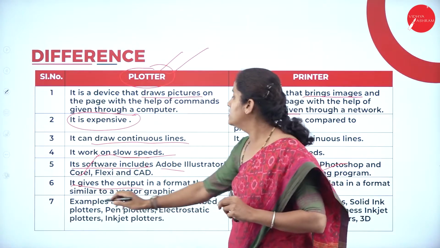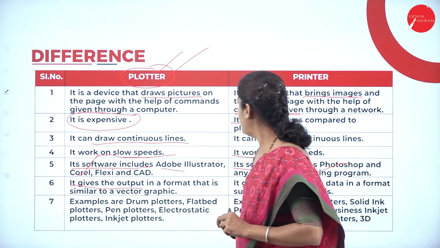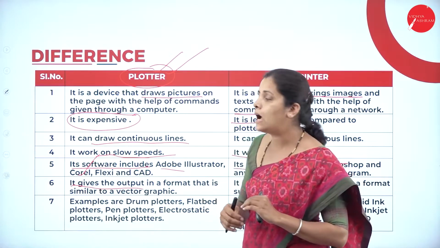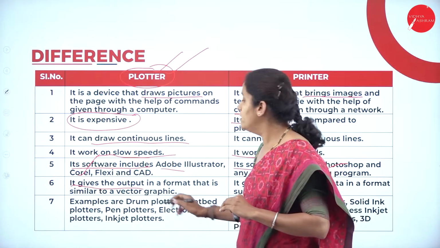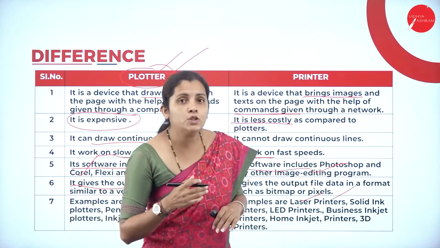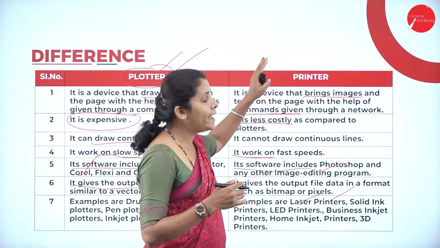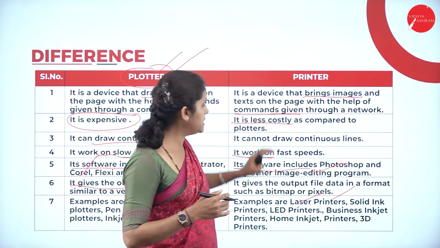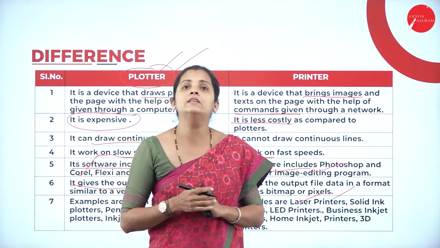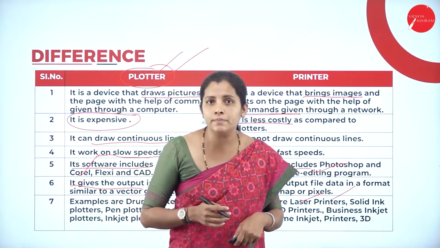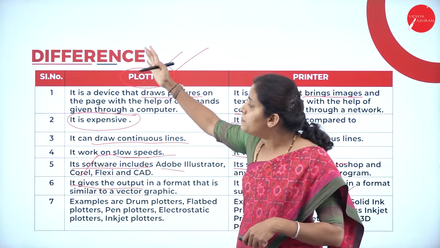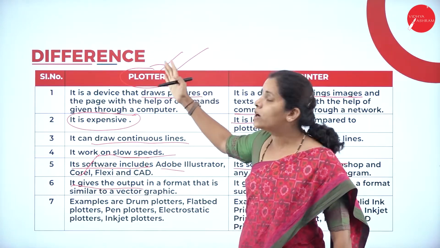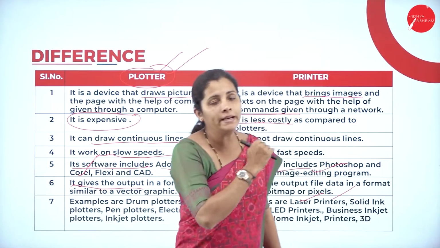The next difference is the examples. Examples of plotters are the drum plotter, flatbed plotter, etc. Dear students, some examples of printers are the dot matrix printer, inkjet printer, laser printer, line printer, etc. These are some of the differences between a plotter and a printer.